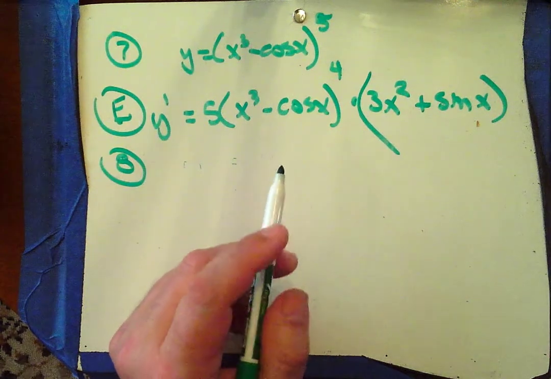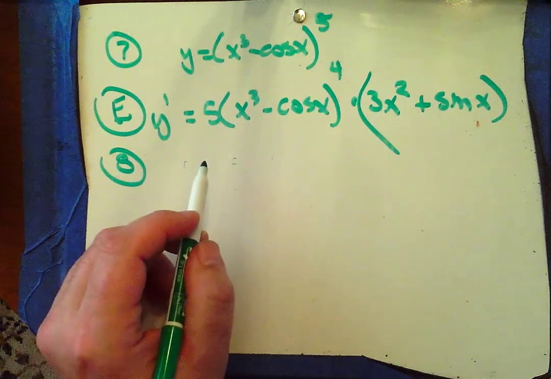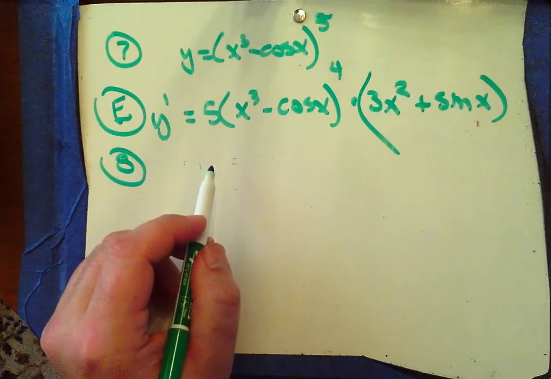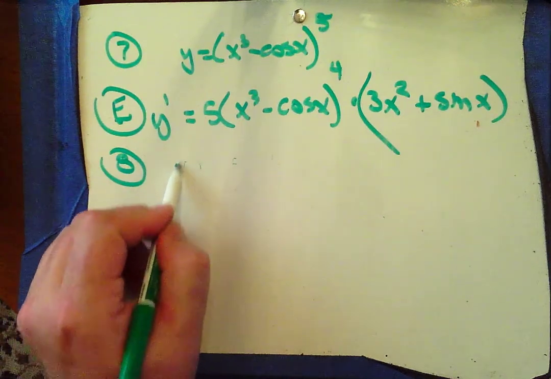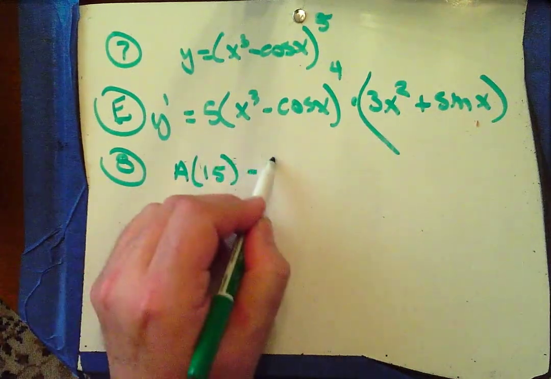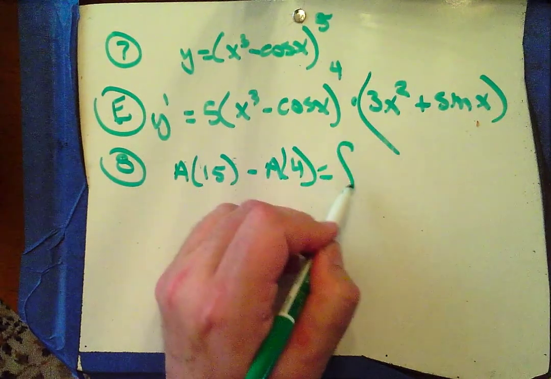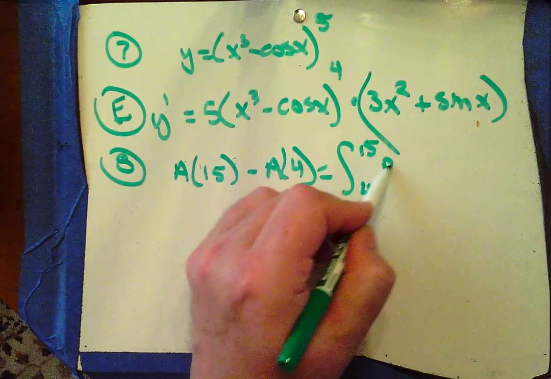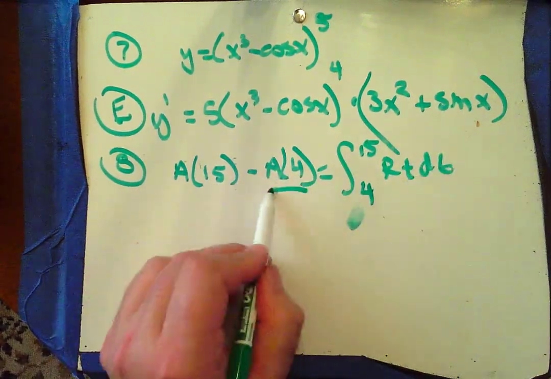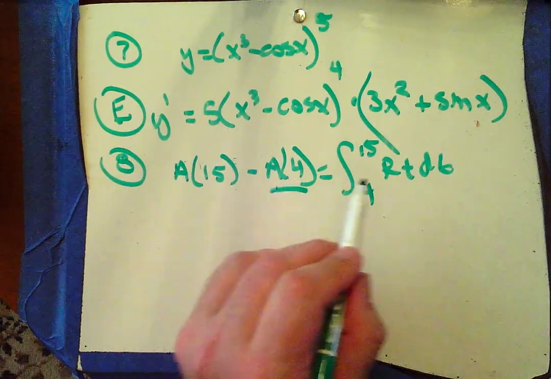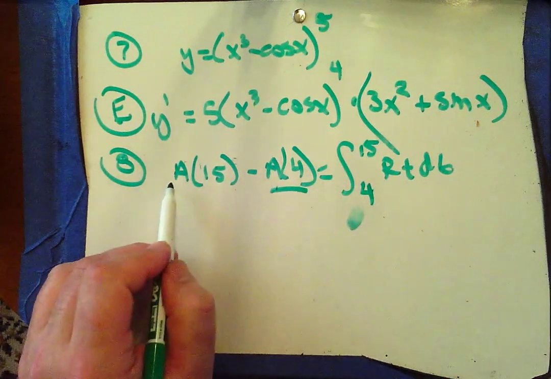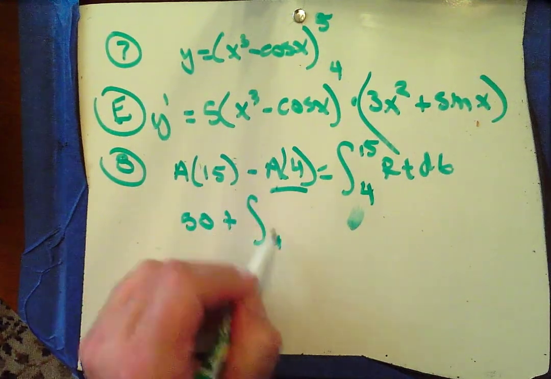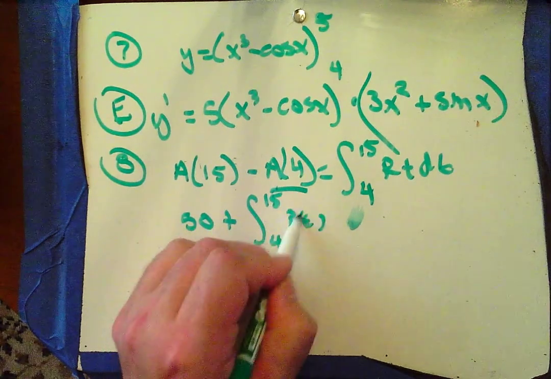But here's the setup. We're doing a right Riemann sum to approximate how many are at 15, and we know how many are at 4. So the amount at 15 minus the amount at 4 equals the integral from 4 to 15 of r of t dt. So I have to add the amount at 4 to that integral to get the amount at 15. So that's going to be 50 plus this integral from 4 to 15 of r of t dt.